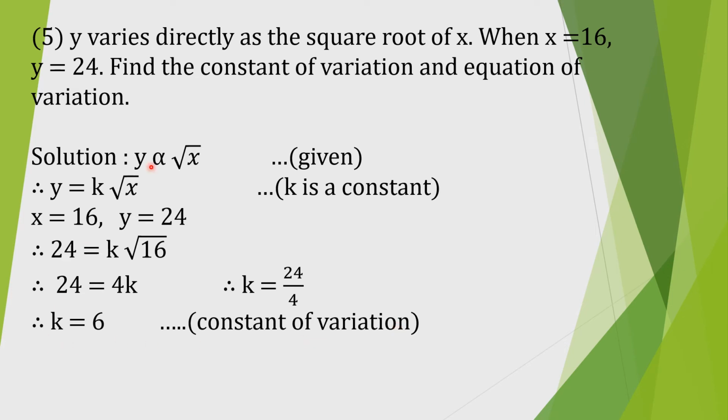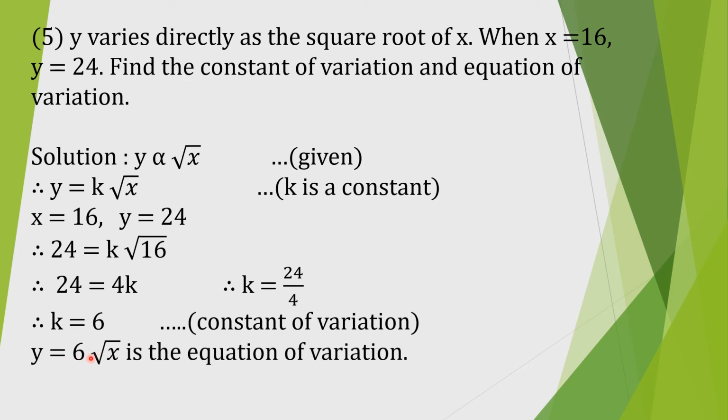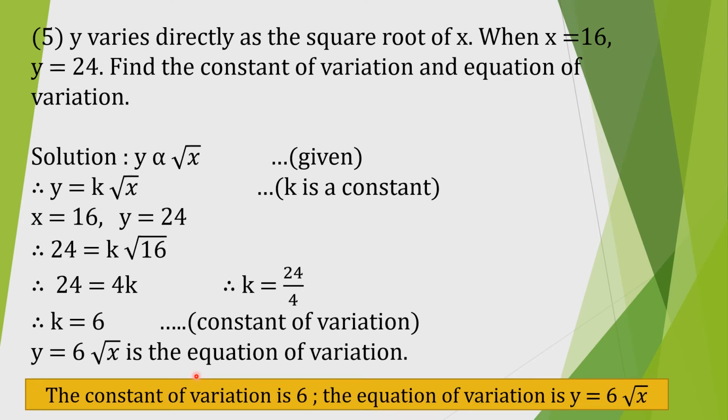Now we need equation of variation also, means we'll use this value of 6 in this equation and we'll get the equation of variation. So y is equal to 6 into square root of x is the equation of variation. So you got constant of variation and equation of variation also. So final statement you'll write down in a box. The constant of variation is 6. The equation of variation is y equal to 6 into square root of x. Moving to sixth sum, the last sum of this exercise.